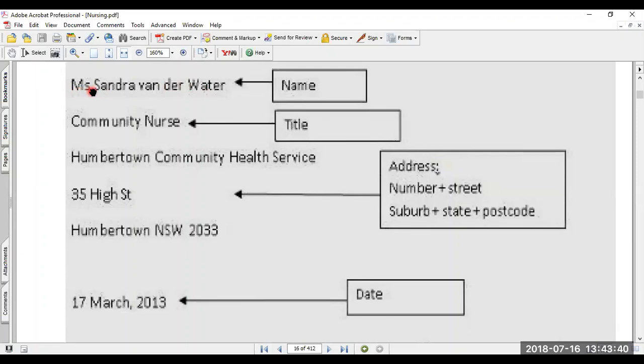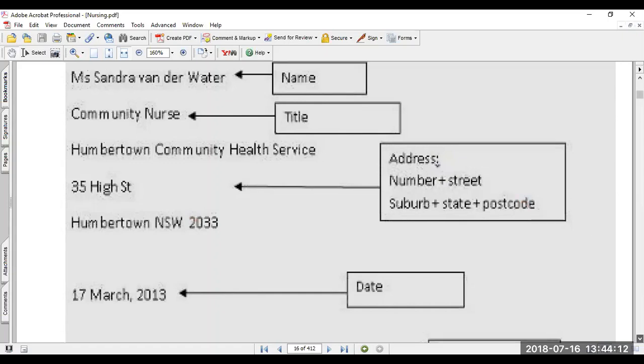And with the titles, you don't need a full stop. Without full stop, you can write it. First letter capital for name and for surname. Then the designation, again with first letter capital, name of the organization, name of the street, and then the suburb, state, and postcode. So see, suburb, state, and postcode are written in the same line without the need of comma.